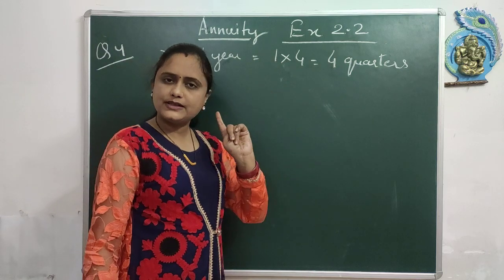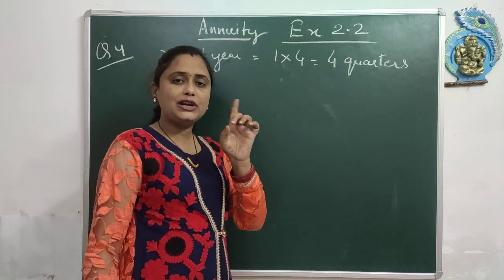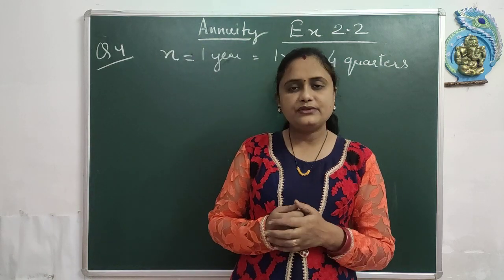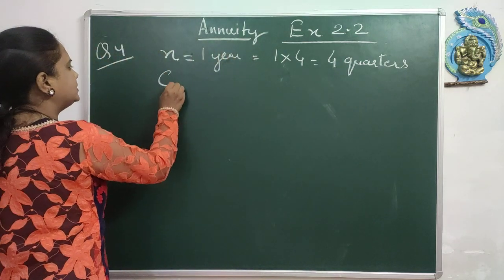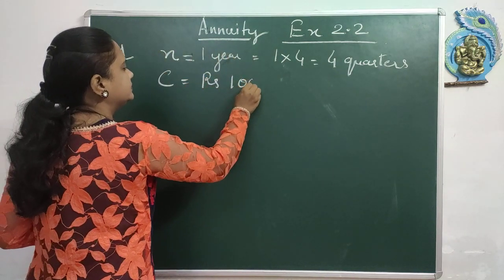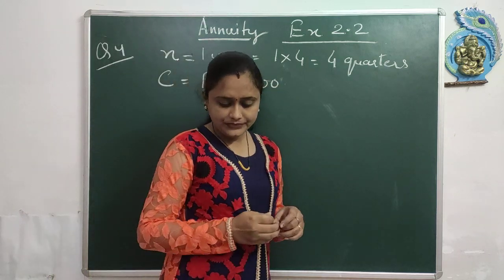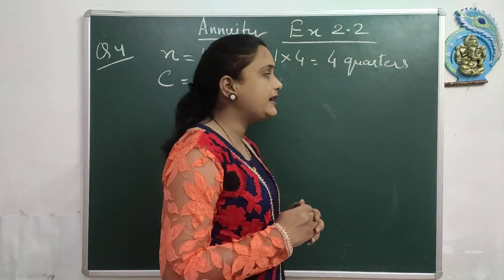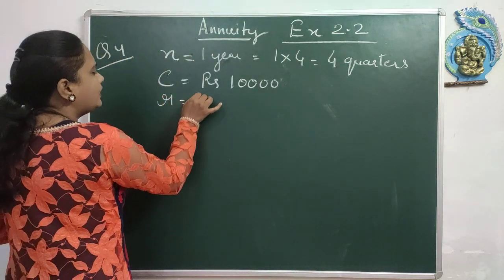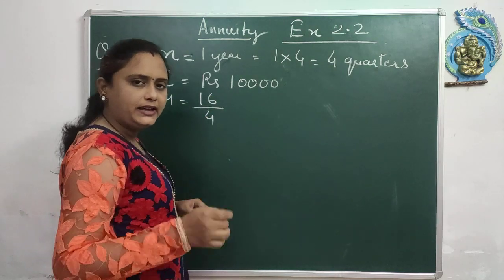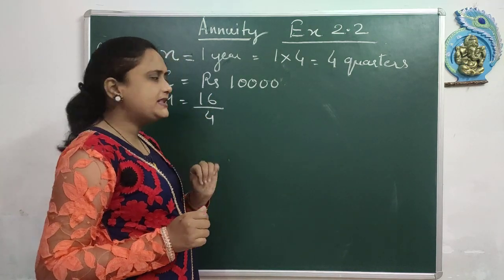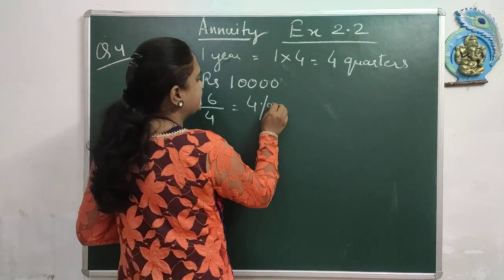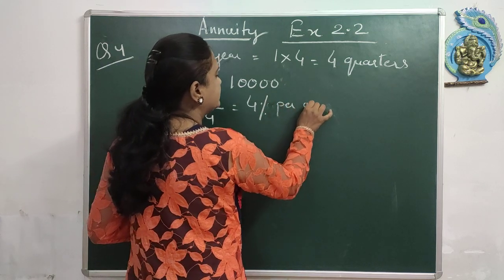You have to take n as 4, and then the rate, if it is given per annum, you have to divide it by 4. Let's see whether it is given per annum or not. In which 10,000 are invested every quarter. So first of all, C is 10,000. Then the rate is 16% per annum. It is given per annum. It means you have to divide it by 4 first of all, because it is for 1 year and the interest is calculated 4 times in a year. So 4% per quarter.